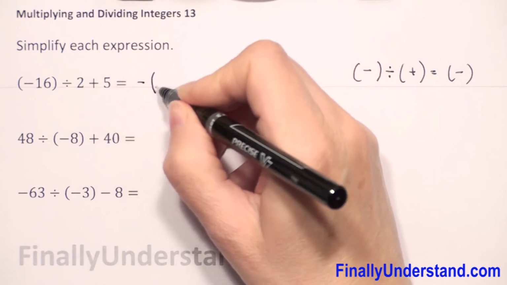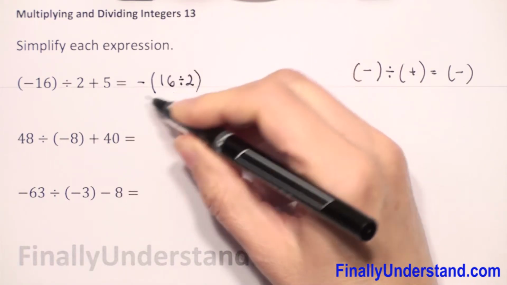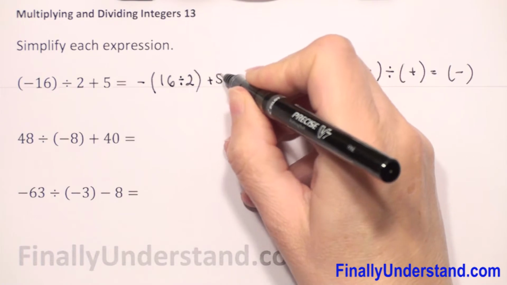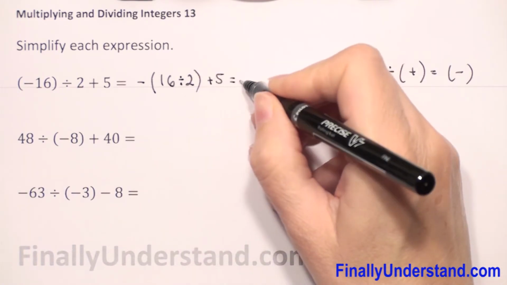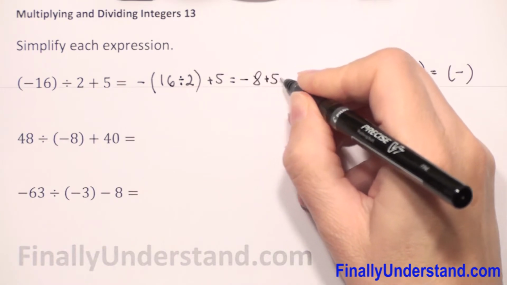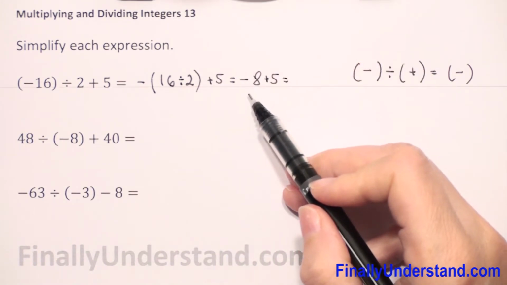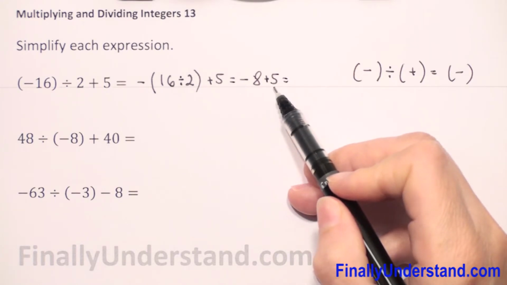And now we have to divide 16 by 2. And we have to copy plus 5. So this is equal. Negative sign we have to rewrite. 16 divided by 2 is 8, plus 5 we have. We have addition of two integers. One is negative, one positive.